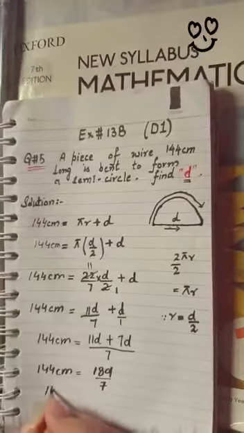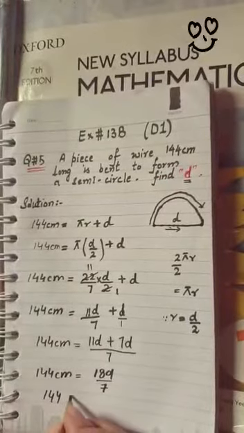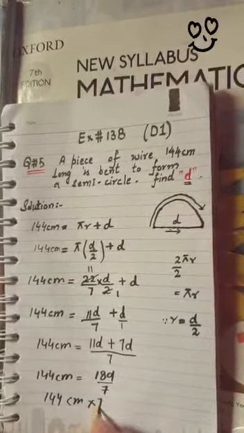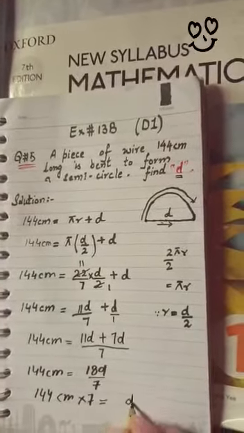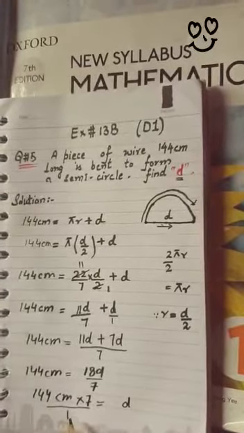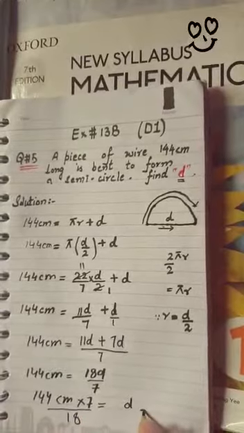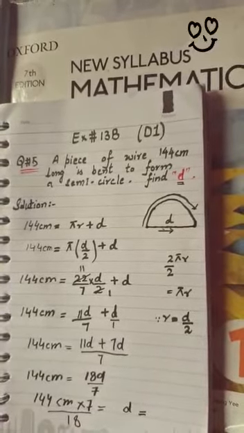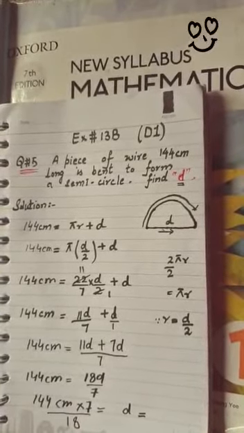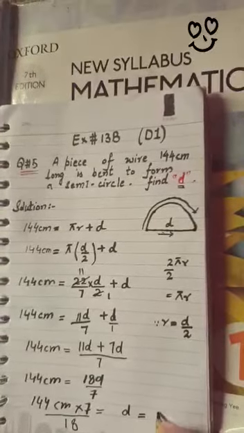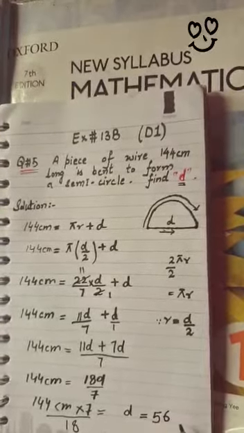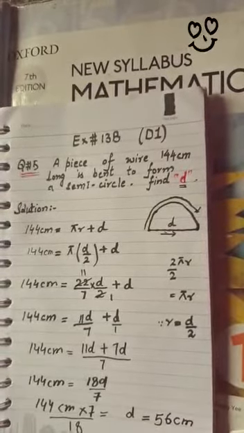Now we will multiply 144 centimeter with 7, as 7 will be multiplied on the other side and 18 will be divided on the other side. So after solving this, we have the answer: d, the diameter, is 56. After simplification, 56 centimeter.